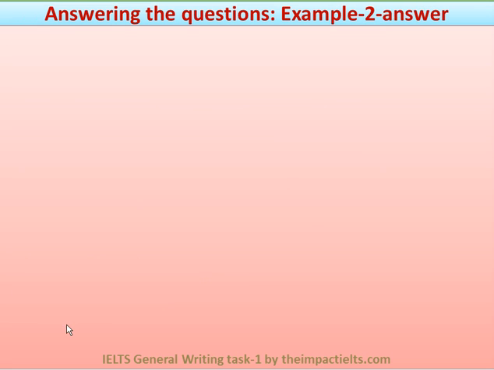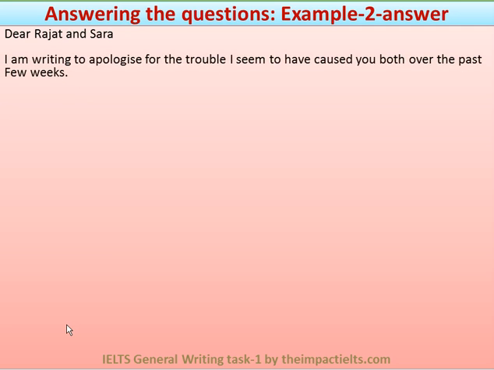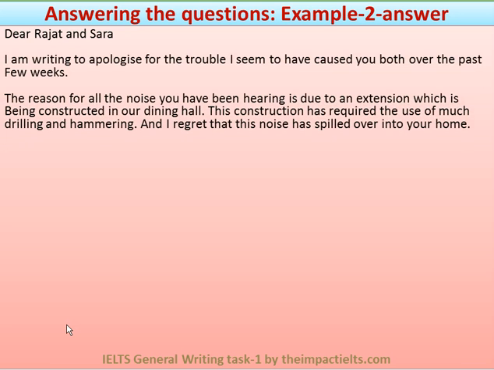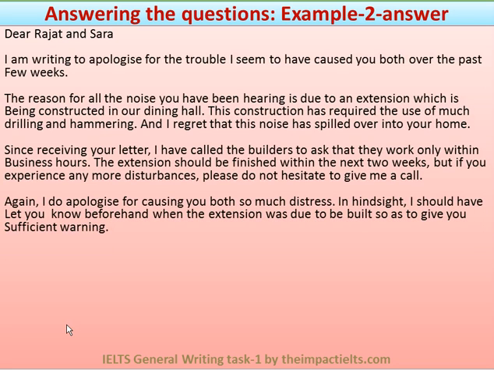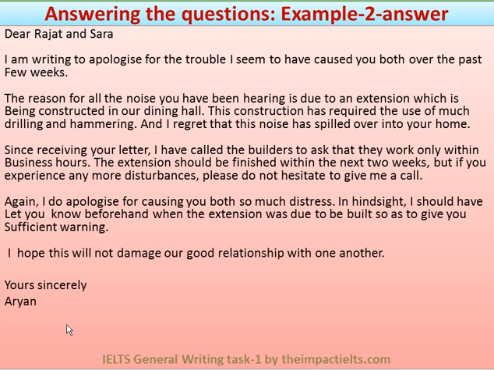Let's see this example again. Here the name has been used, dear Rajat and Sarah. Perhaps people are known to you by name, so you can use the name in semi-formal letters because you know the person and the gender. This is the purpose of writing. First bullet point, second bullet point, and you can see I've tried my best to give almost equal spaces. There is no hard and fast rule for that, but you should try to do that. And there is the closing line, and finally there is the sign off.